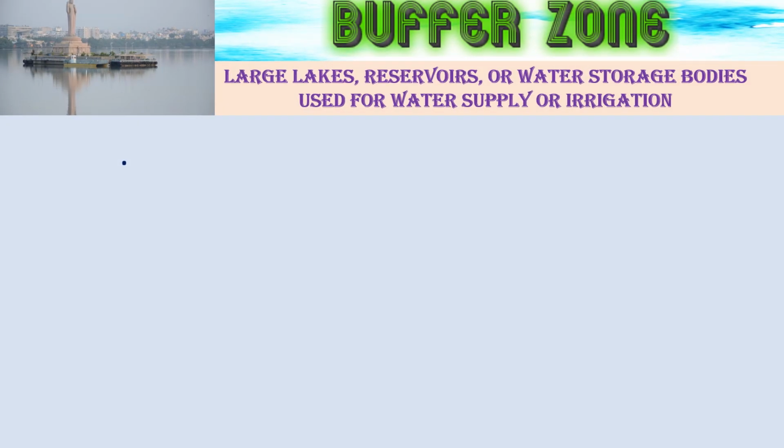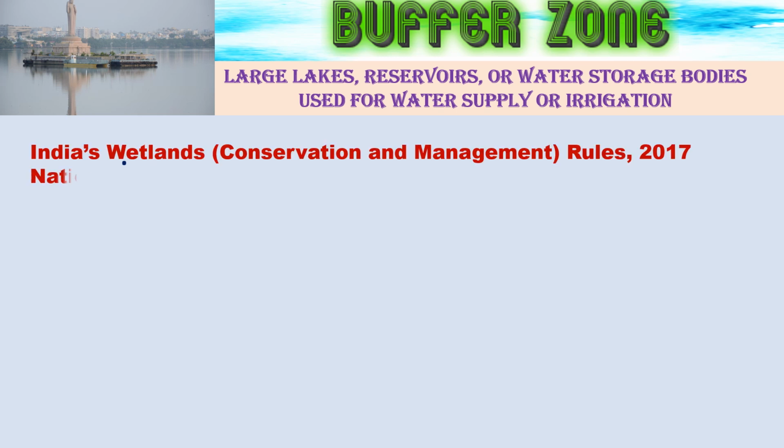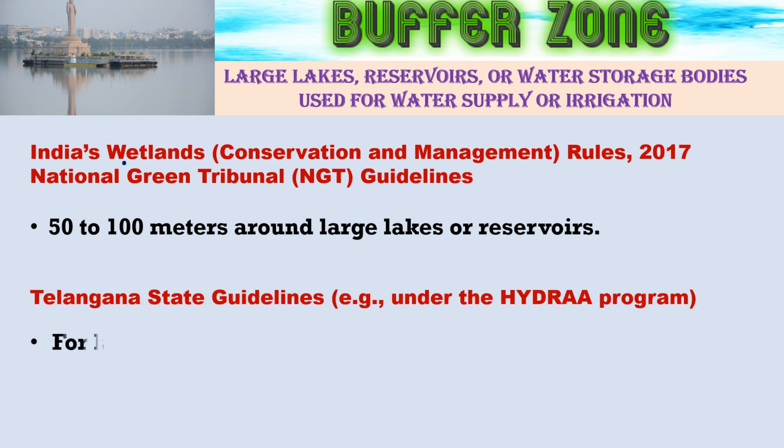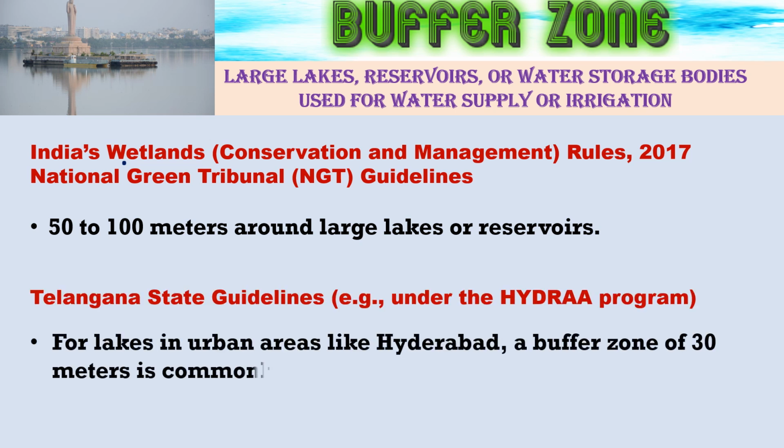Area of buffer zone in respect of large lakes, reservoirs, or water storage bodies used for water supply or irrigation. National Green Tribunal, NGT, guidelines specify a buffer zone of 50 to 100 meters around large lakes or reservoirs. For lakes in urban areas like Hyderabad, a buffer zone of 30 meters is commonly maintained around large lakes.